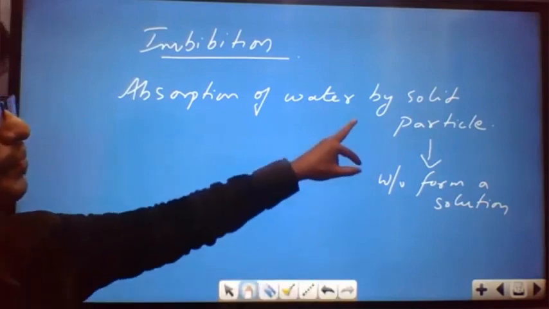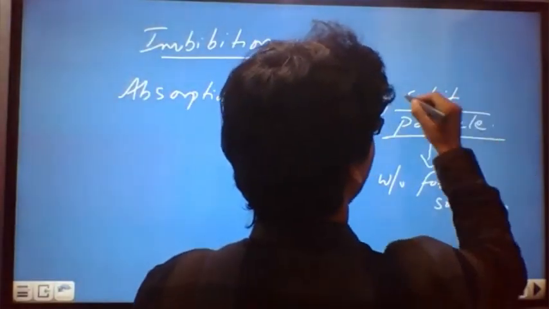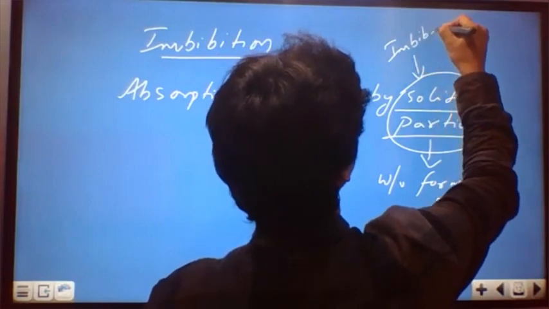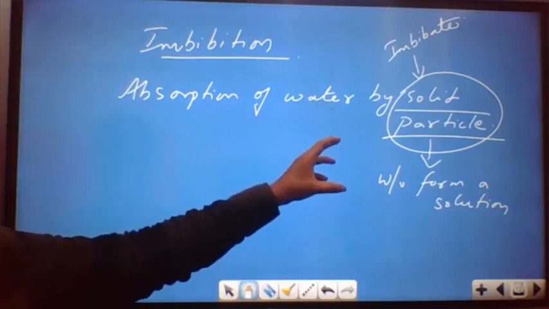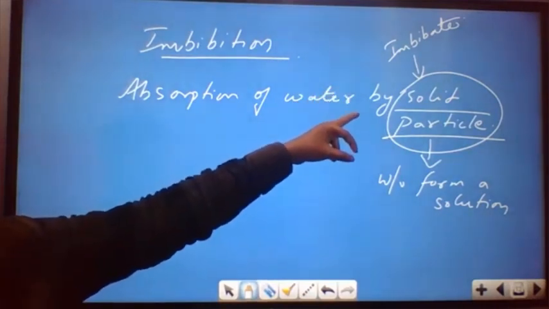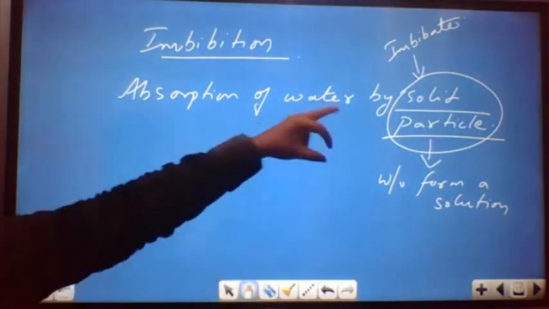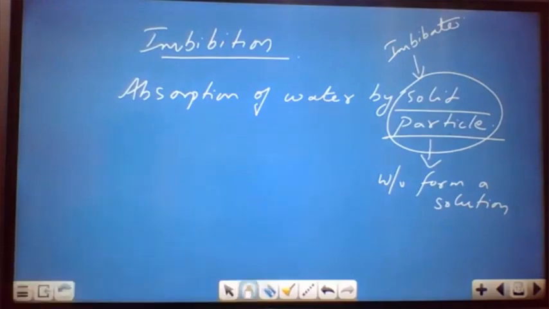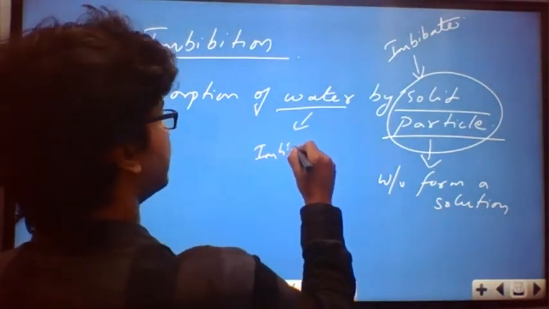So the solid particle which is absorbing the water is called an imbibant. It might be a seed or dry food. These are examples of the imbibant. The water which is getting absorbed by the solid particles is called the imbibate.